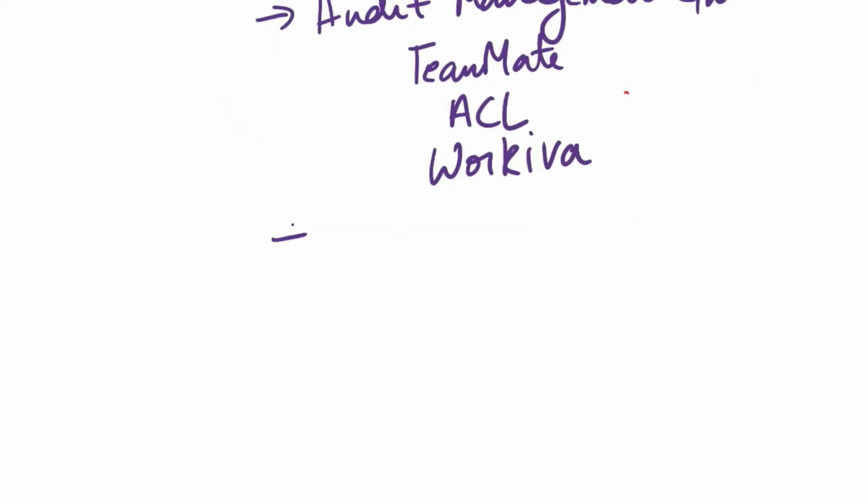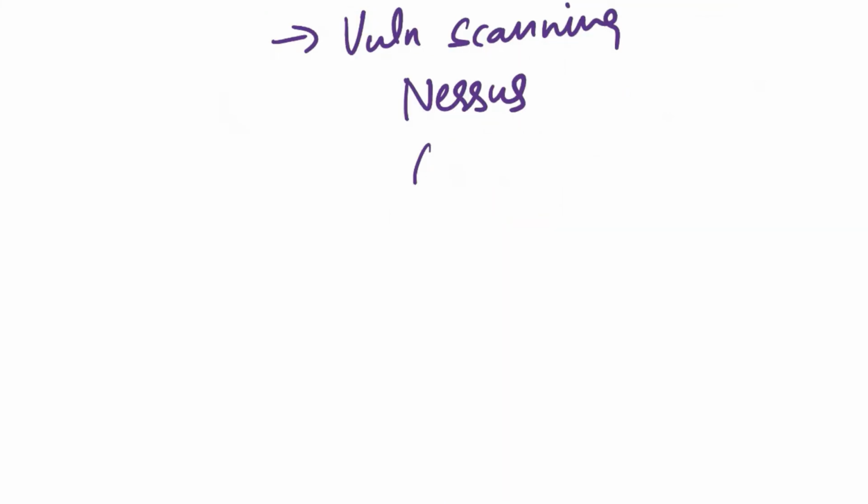Next is vulnerability scanning tools. These tools are used to scan an organization's network and systems for known vulnerabilities. Common tools include Nessus, Qualys, and Rapid7 Expose.